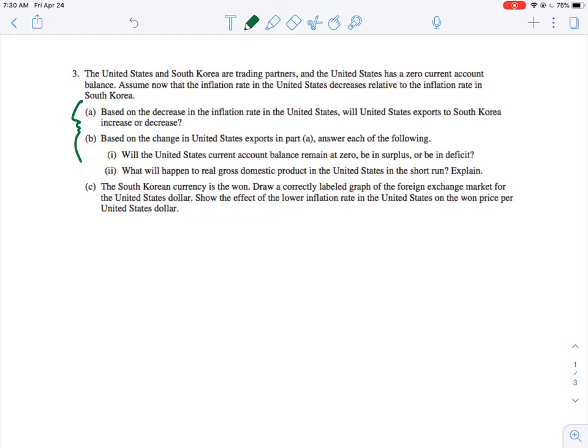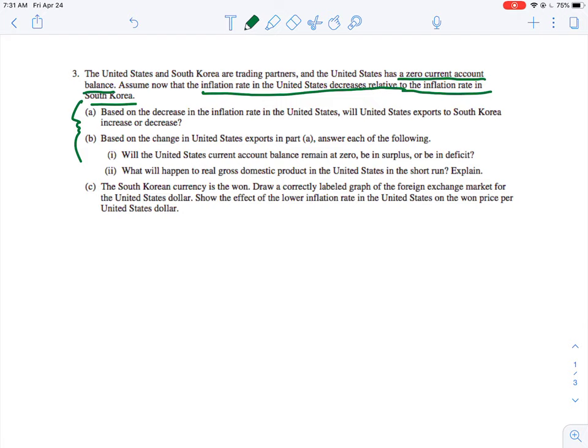So we're talking about international trade, and one of the things they're starting with is a zero current account balance. So it's basically a balanced current account, so exports and imports, and the other things that I told you that you didn't really have to worry about. Everything is at zero. There's no surplus. There's no deficit. So those are just your starting assumptions. But then the thing that's changing is the inflation rate in the United States decreases relative to the inflation rate in South Korea. So that is the determinant that we're dealing with.